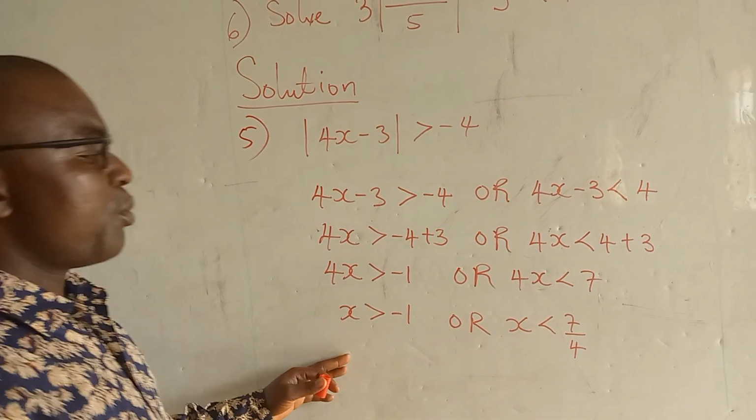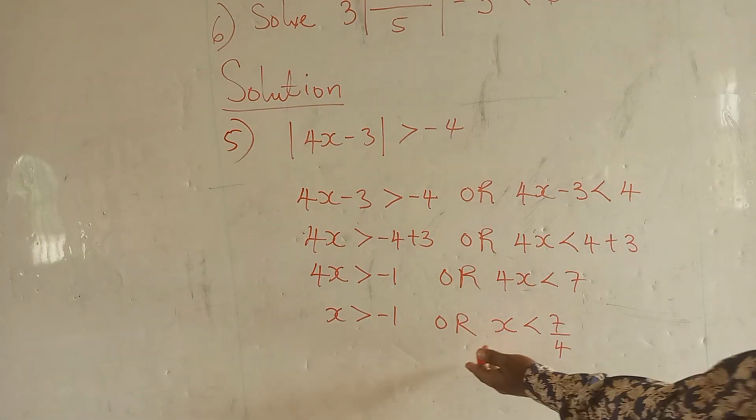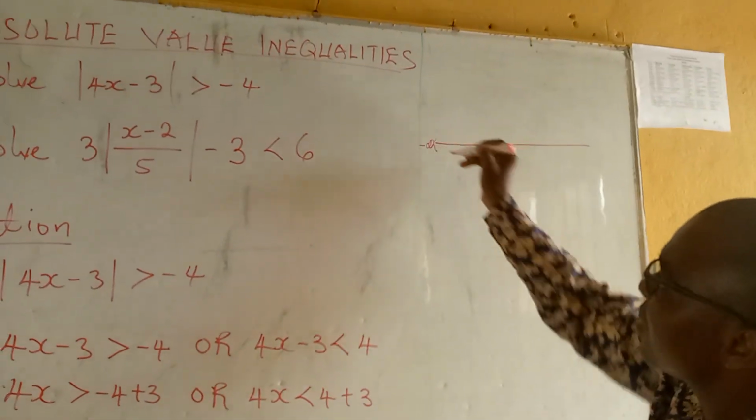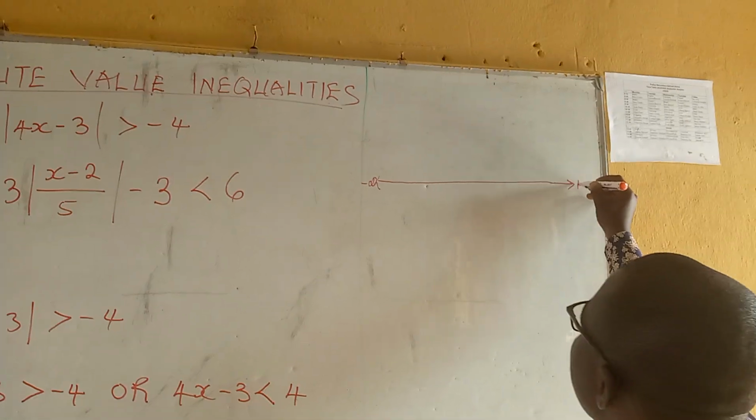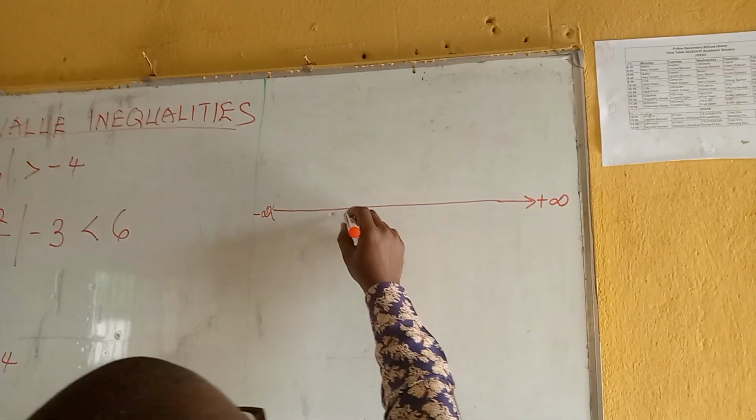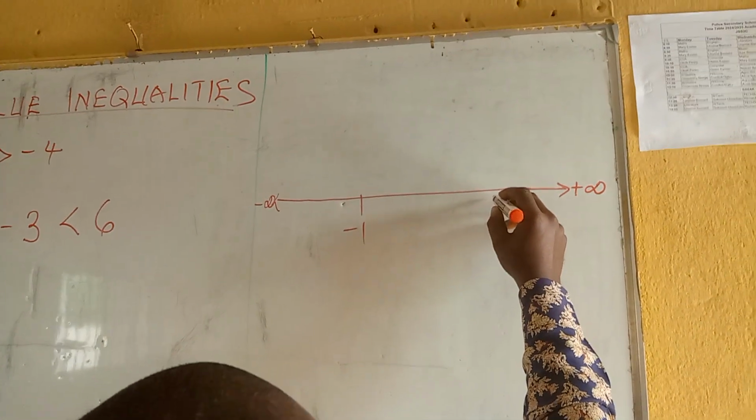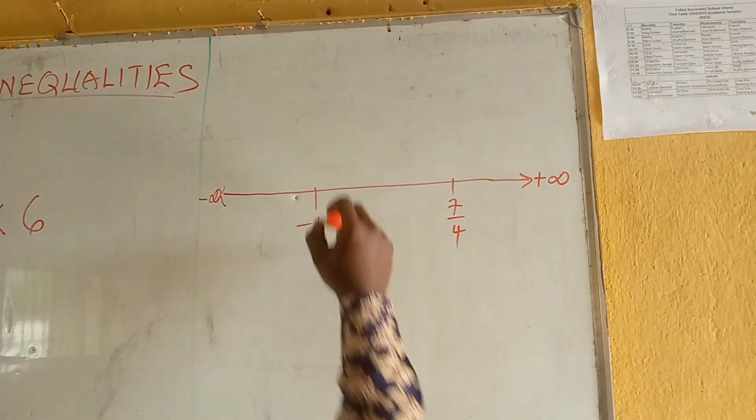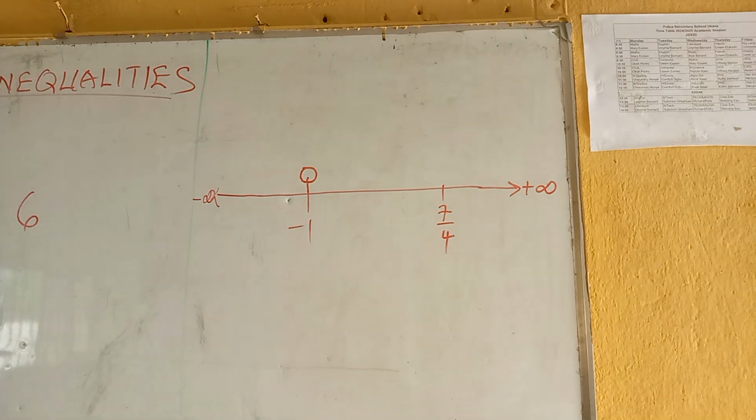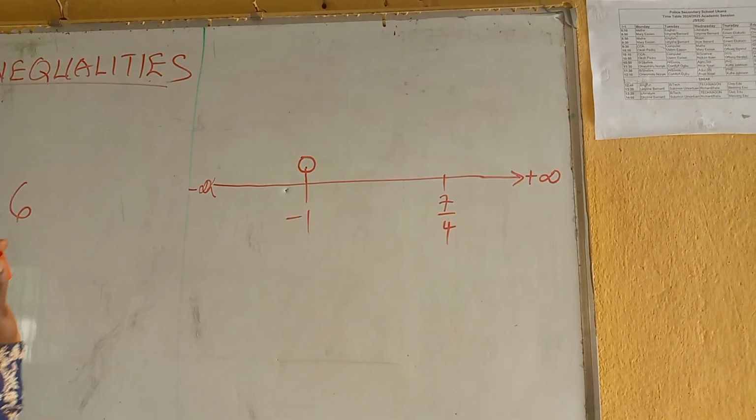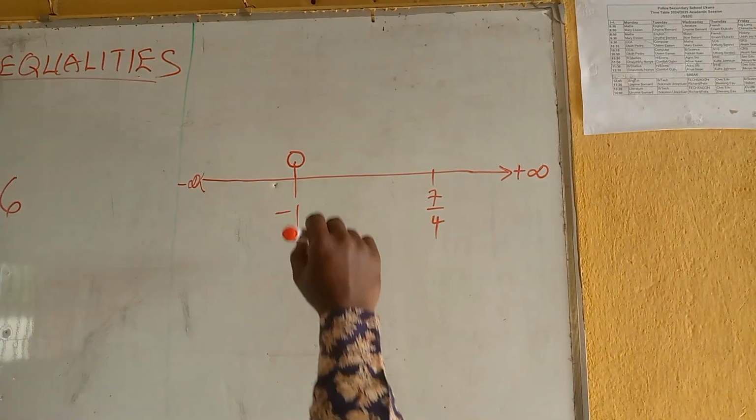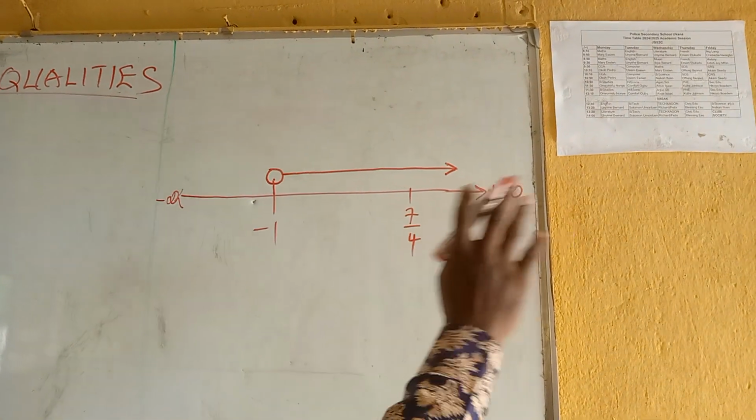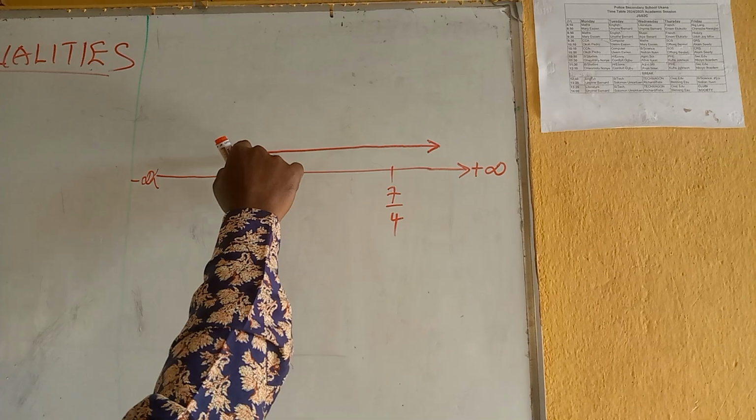So assuming we want to express that answer on a number line, we are going to have something like this. This is negative infinity. This is positive infinity. And so if this place is minus 1 and this is, let's say, 7 over 4. So x is greater than minus 1. All the numbers this way are greater than minus 1. So the arrow will go this way. It will go that way. And then the circle will not be shaded.